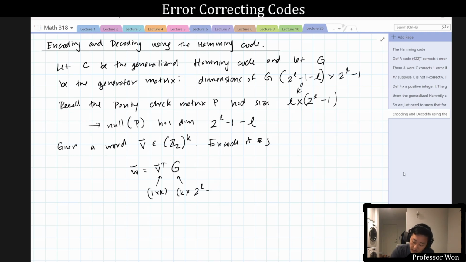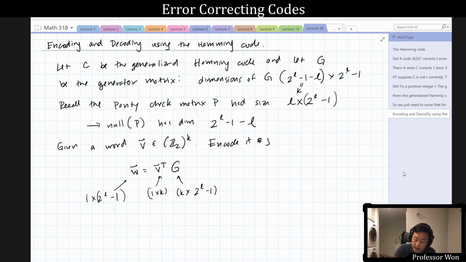2 to the L minus 1, and so your result is a vector. V is 1 by K, which means that V transpose is K by 1, of course. But V transpose G will be 1 by 2 to the L minus 1. So we're taking vectors of length K and encoding them as vectors of length 2 to the L minus 1, which is exactly what happened with the Hamming code. We took vectors of length 4, and we encoded them as vectors of length 7.